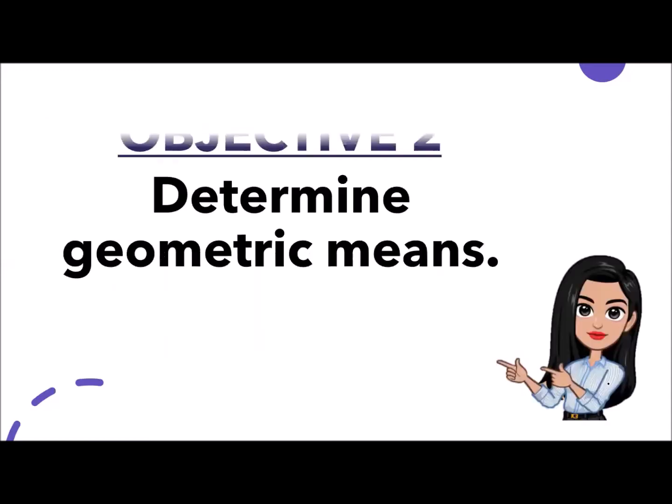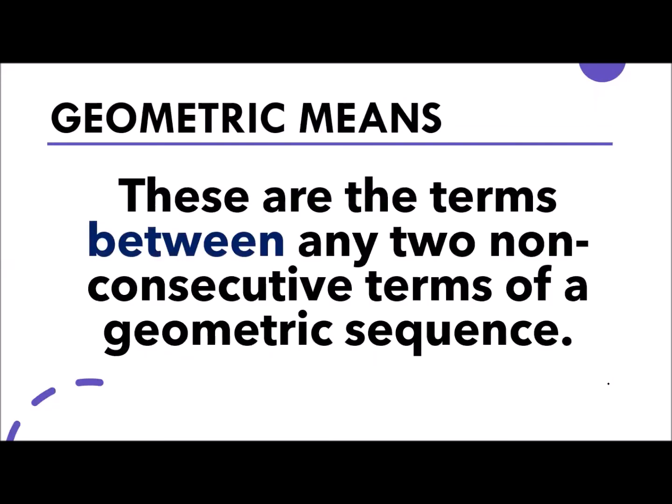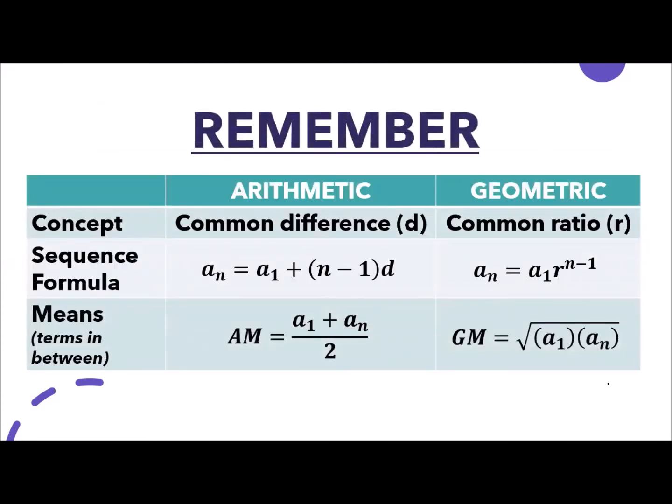So, let's now proceed on our last objective, determine geometric means. So, let us remember our keyword before. Once we encounter means, it pertains to between. So, all the terms in between the two non-consecutive terms. Not particularly, we have the first term and the last term. So, basta yung mga nasa gitna. Okay? And let us remember this. I hope you have this on your notebooks for you to easily differentiate arithmetic and geometric.